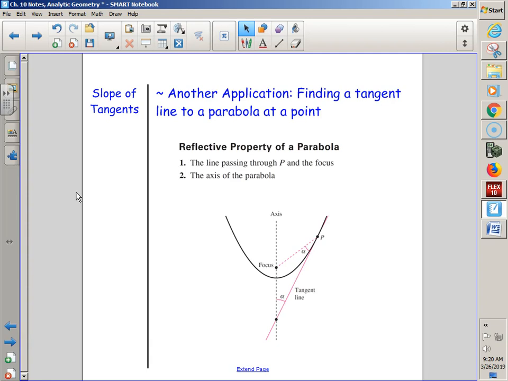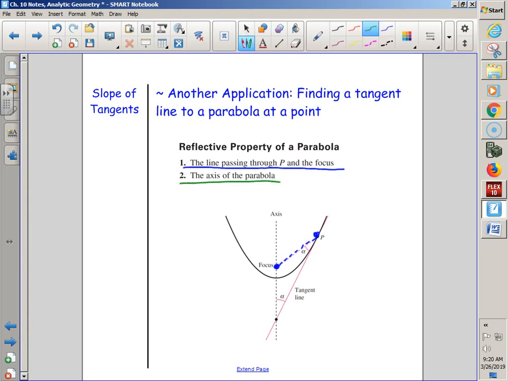Do you guys see that line? Can we code this a little bit? The line passing through the point P and the focus. That would be this little blue one, right? P and the focus. Okay, so that's what that part's talking about. And then the axis of the parabola. Oh, the axis of symmetry. Isn't that this guy? Guess what's true between these two?